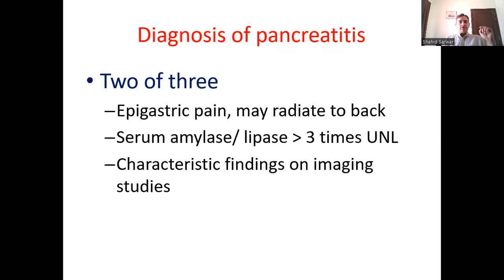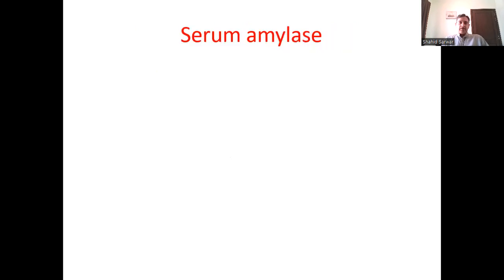So how do we diagnose? These are the three parameters, and two out of these three will make the diagnosis: typical history, more than three times raised amylase and lipase, and the third thing is characteristic findings on imaging. So if you can come up with two of these features, you can label your patient as acute pancreatitis.